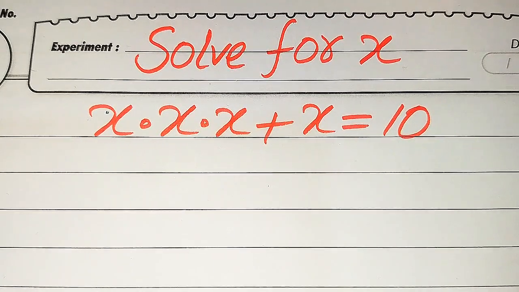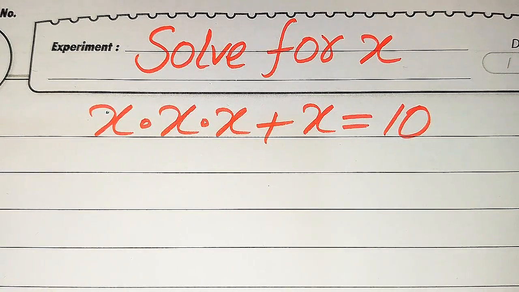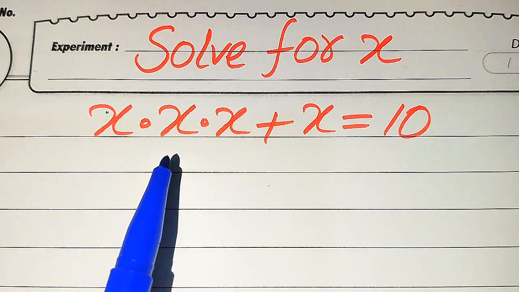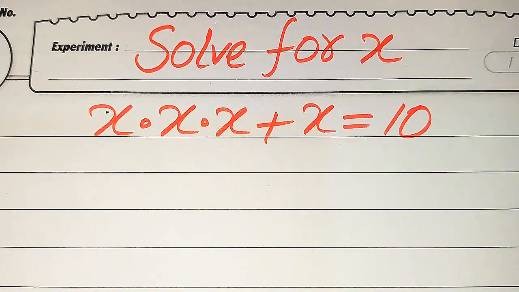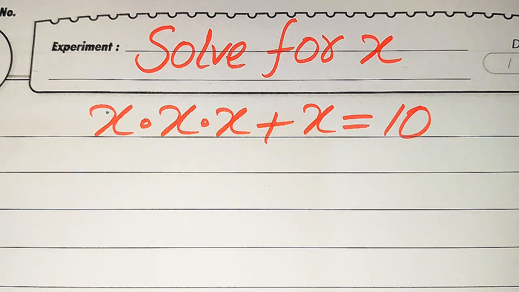Hello everyone, how to solve this problem for the values of x if we have x multiplied by x multiplied by x plus x is equal to 10, and we solve this problem for all the values of x. So here first we find all the roots of this equation.